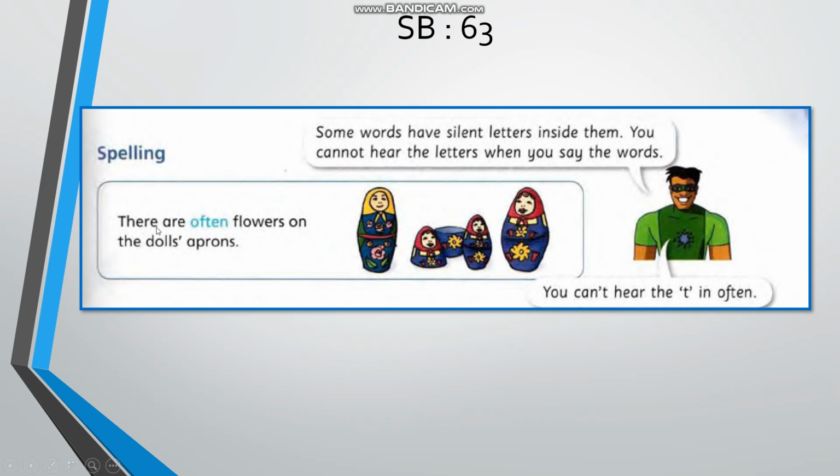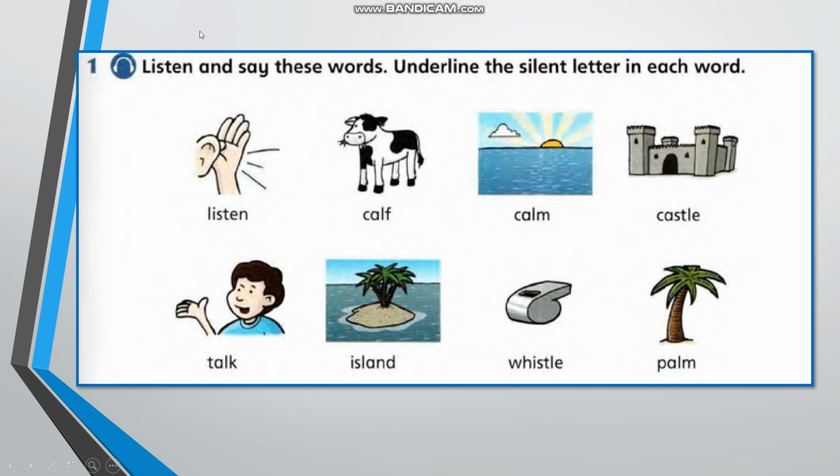Like when we say there are often flowers on the doll's apron. هنا في عندي often. The T is silent in often. So you can't hear the T in often. Let's go to exercise number 1. Listen and say these words and underline the silent letter.